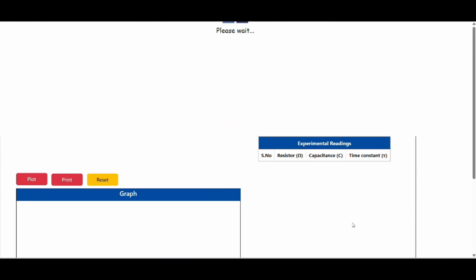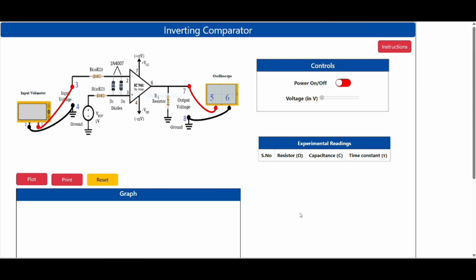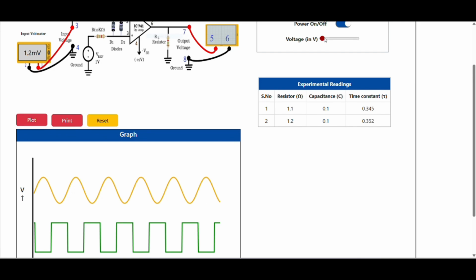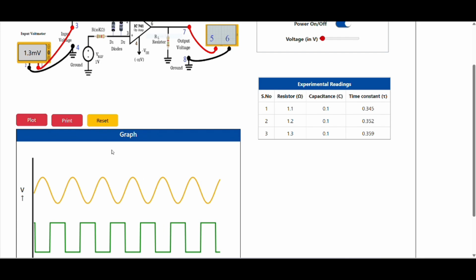This is the page where we are going to plot the graph. First we turn on the power button and vary the voltage, and we can set the resistor value 1.1, 1.2, up to 1.4. When we keep the values as 1.1 or 1.2, the graph will vary. Next we are going to keep 1.3. Next 1.4.